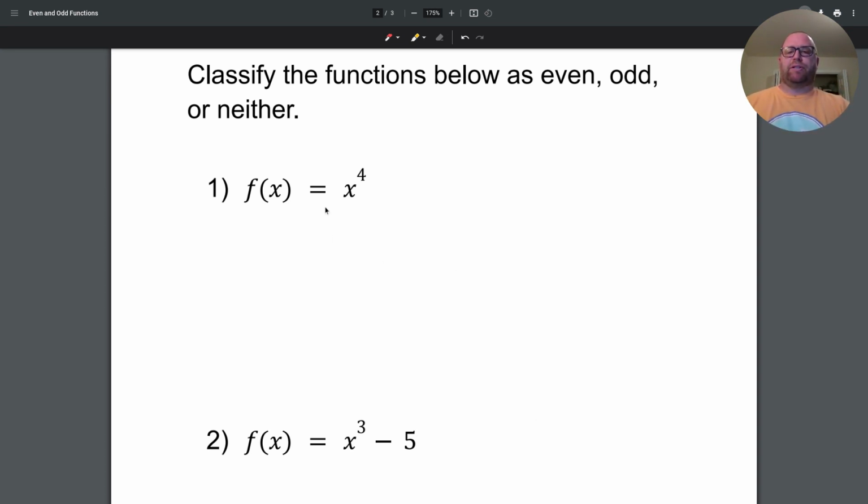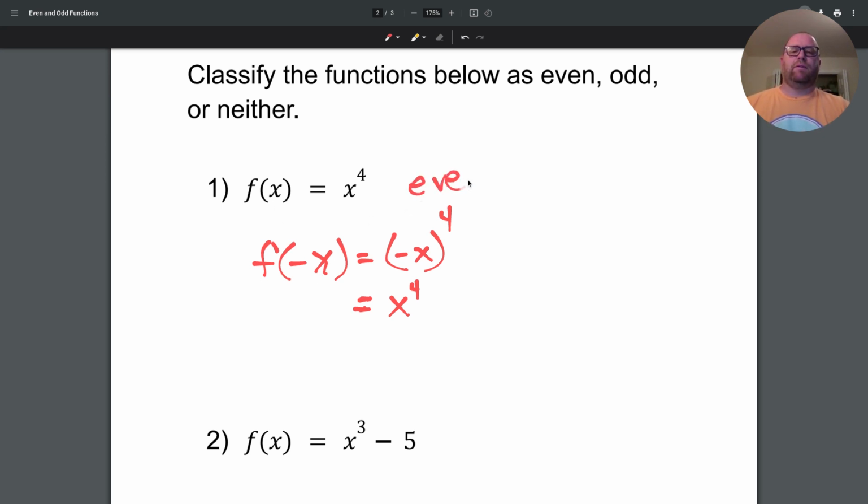So let's look at this one. f of x equals x to the 4th. So if I do negative x here, plug that in, we have negative x to the 4th power. Well, when I'm raising something to an even power, the negative is going to go away, so it's going to be x to the 4th power. So f of negative x equals f of x for all x. So this is even.